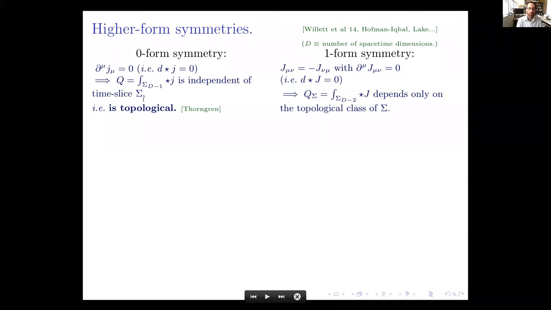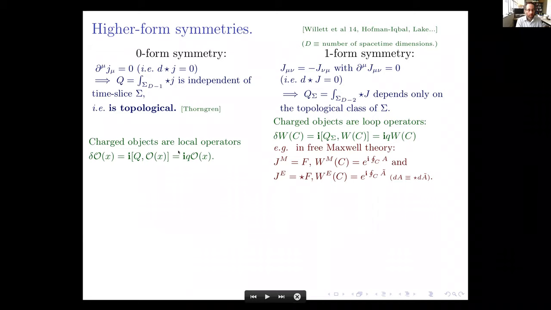And a simple generalization of this idea is we can have a conserved current which has an extra index, so it's conserved in the sense that it's divergence-free. And again, we can associate this with a sort of charge, but because it has an extra index, we have to integrate it over a codimension two slice of space-time. And the statement of current conservation then implies analogously that this charge associated with the codimension two region of space-time is topological, that it only depends on the topological class of this surface that we integrated over. So in the case of an ordinary symmetry, the charged objects are local operators supported at a point. And in the case of a one-form symmetry, the charged objects are instead loops. And the analog of the statement that they're charged is basically that, acting by commutators, this charged object is an eigenvector of the charge operator.